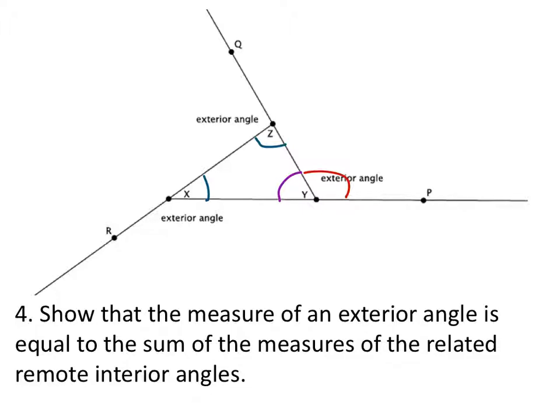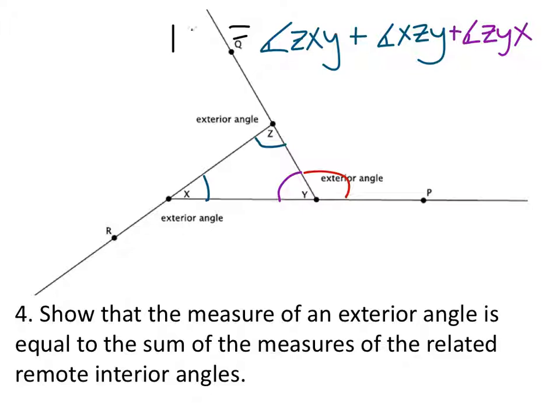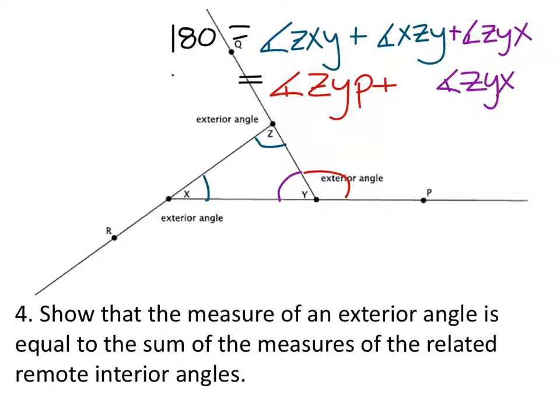Alright, so we have angle ZXY plus angle XZY and then the purple angle, ZYX, which equals 180 degrees. But also, we have the one angle, angle ZYP, plus the purple angle again, angle ZYX. These are a straight angle, so they also equal 180.